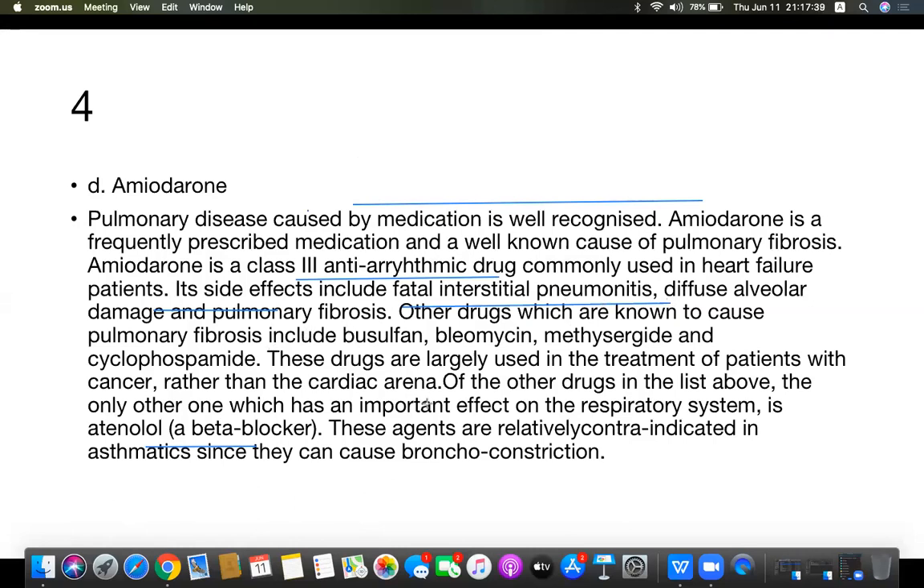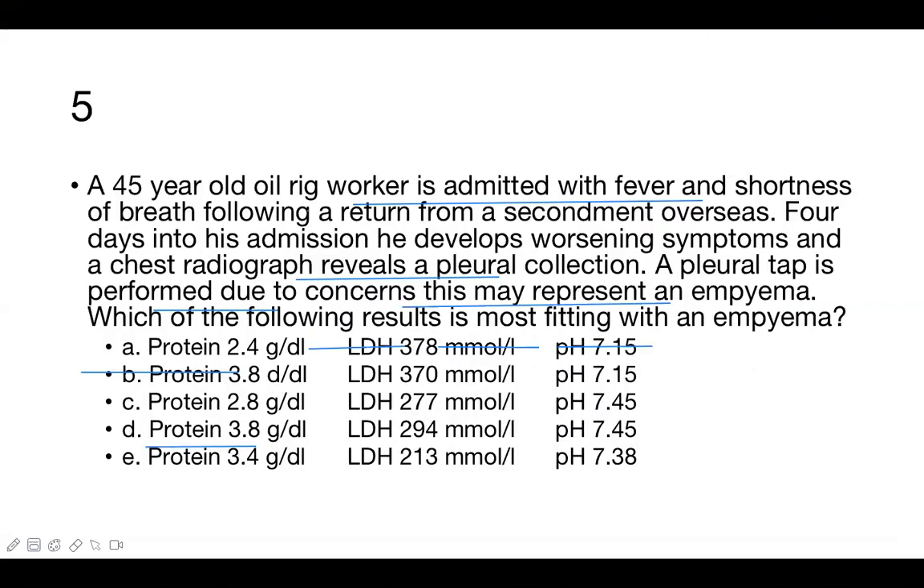Now, why I am showing this slide to you is that sometimes the examiner may give you another drug and ask a similar type of question. So which are the other drugs which cause pulmonary fibrosis? Busulfan, bleomycin, methysergide, and cyclophosphamide. In the examination, we choose these two, busulfan and bleomycin, as the very important drugs on the list, so don't forget them. So these are the messages you get from the slide. Let's move on. Wait, let me remove these lines first.